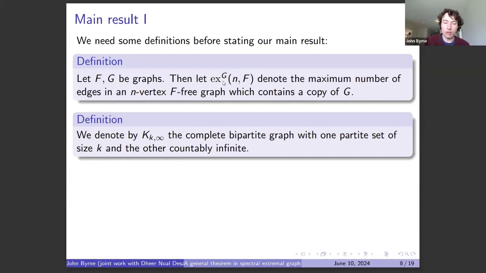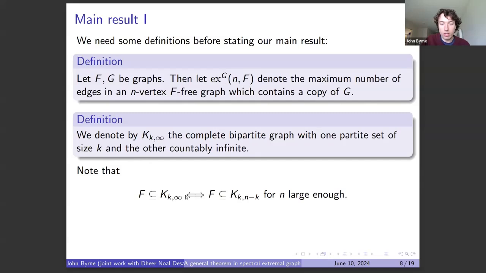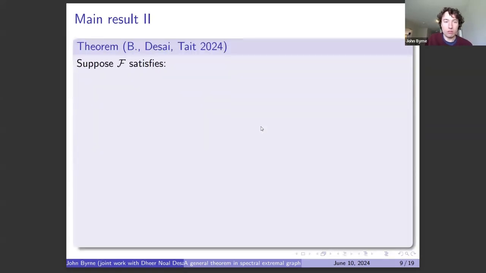And then similarly, another kind of shorthand that we'll use is K_{k,infinity}, a complete bipartite graph where one partite set, of course, has size k, and the other is countably infinite. And this is useful just because any graph F is contained in K_{k,infinity} if and only if it's contained in K_{k,n-k} for n large enough. Okay, so now we're ready to state the result.